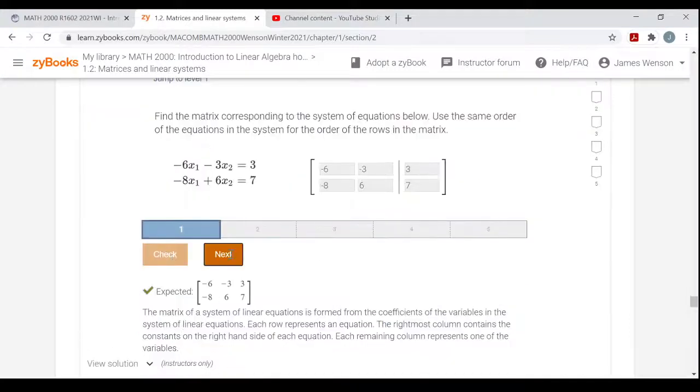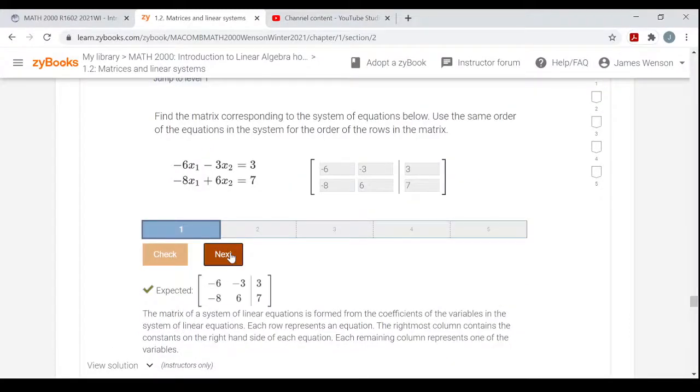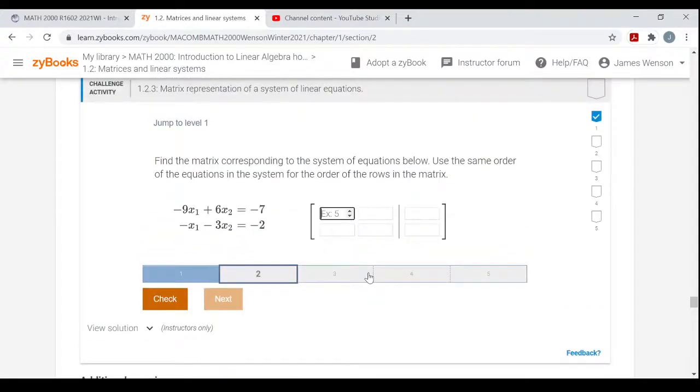And I think that's all the challenge activity is here. Let me see what the next level looks like. Yeah, it's exactly the same thing, just filling in the blanks with the coefficients. And again, make sure that these equations are in the proper form. If they're not, get them in the proper form, where all the variables are lined up on one side and the constants on the other.